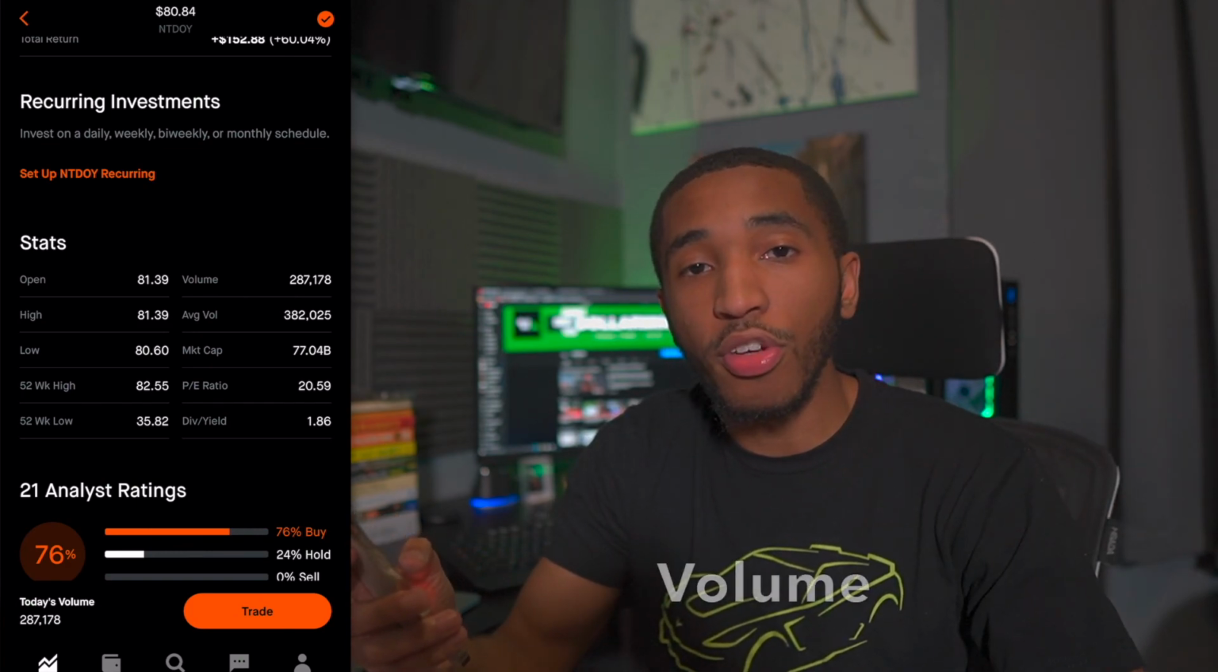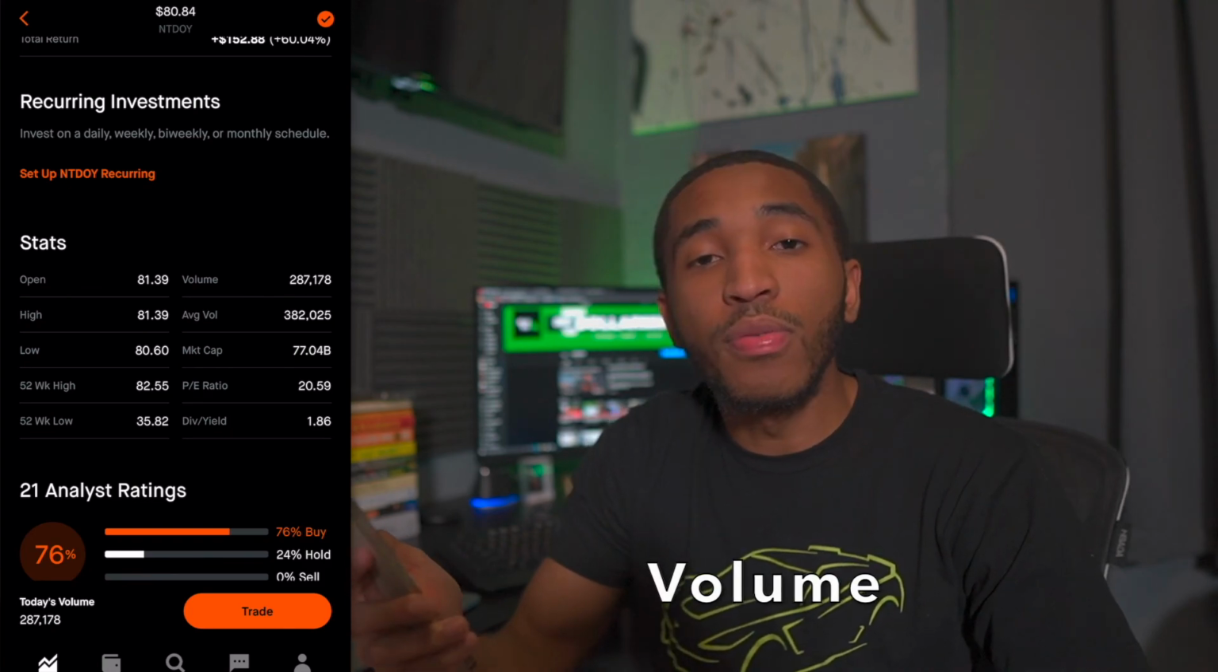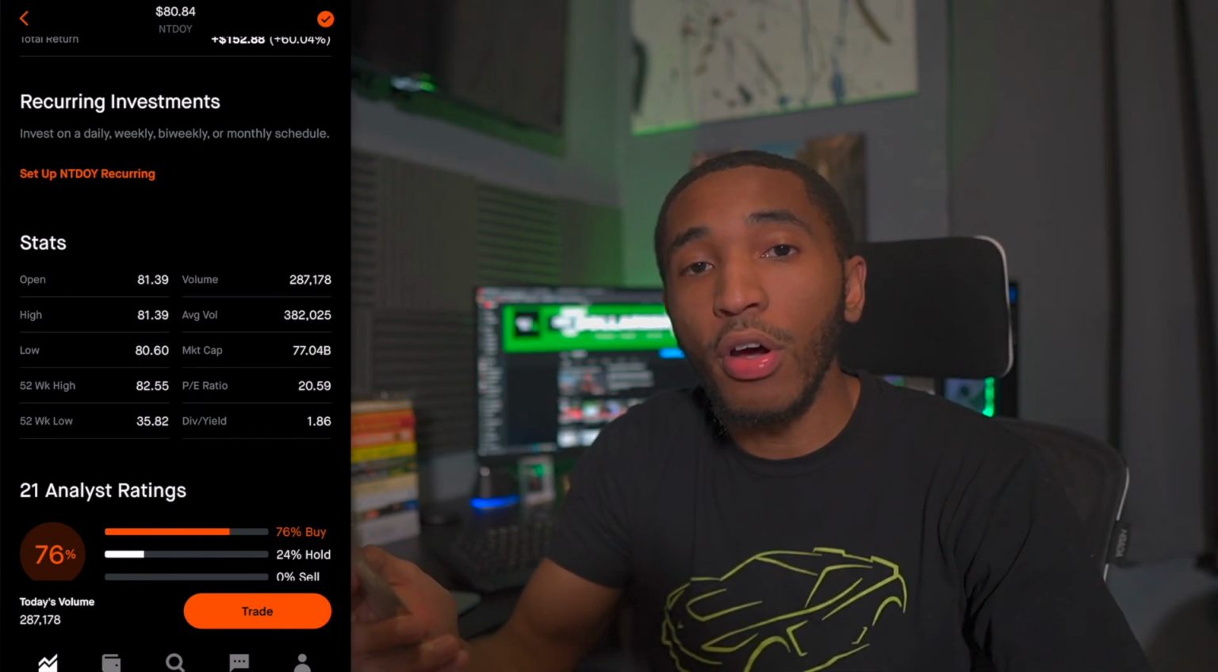Over on the right side is the volume. The volume also reflects the last trading day. The volume is basically how many shares of that given stock are bought and sold that day.